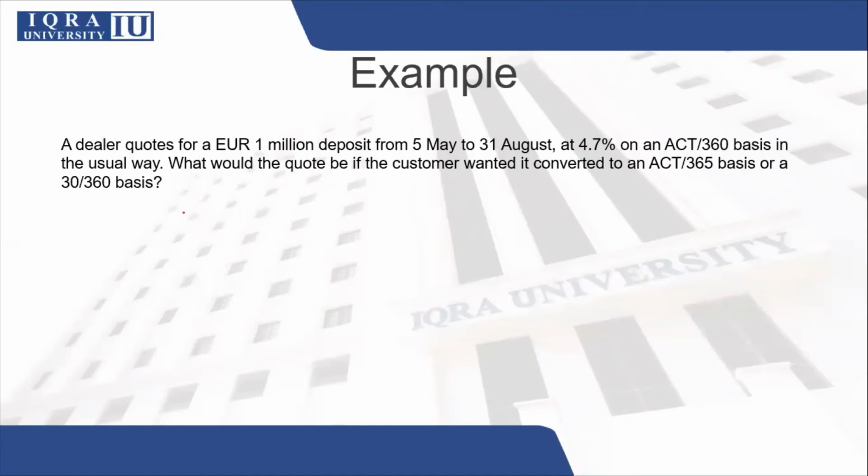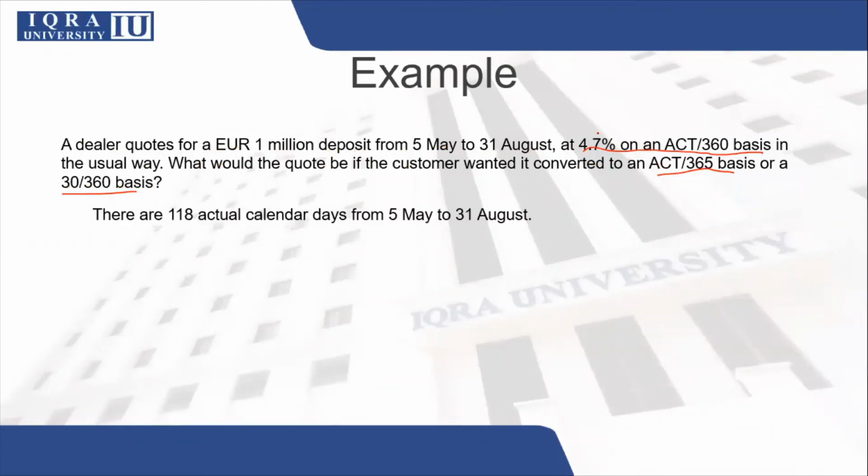So over here, the question is that a dealer quotes for a EUR 1 million deposit from 5th May to 31st August at 4.7% on Act 360 basis. This is the information that is provided to you. What would the quote be if the customer wanted it converted to an Act 365 basis or a 30 by 360 basis? So you need to convert it into the other two bases. First, we're going to do it for Act 365.